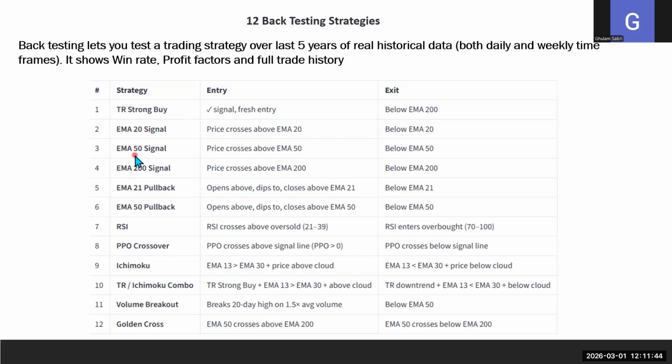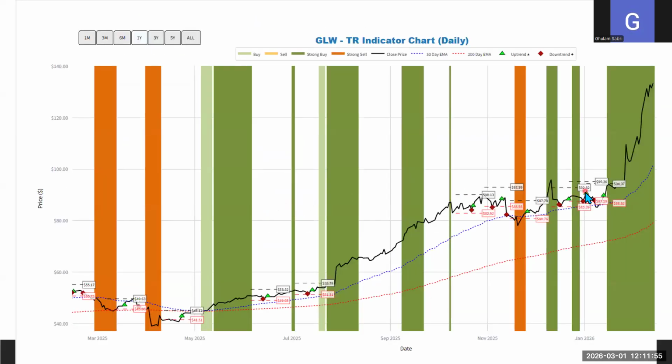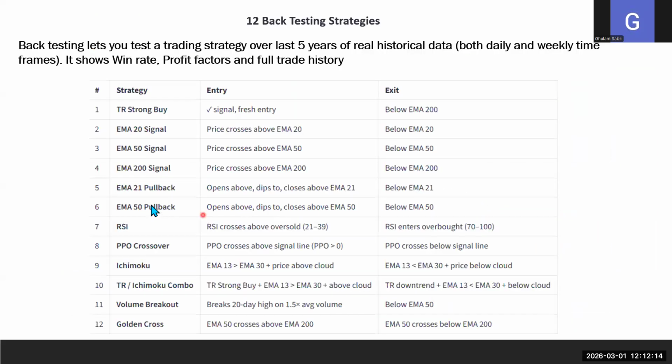Similarly, you have a 50 period EMA buy and sell strategy, and a 200 period one. Then we have a pullback strategy. The price is going up, but it pulls back. For example, here you see there was a pullback. The price was going up, but it pulled back to this 50-day and then started up again. So this strategy senses when it comes down to the 50-day EMA and then moves back up, nothing to do with the TR signal. And this way, there is an RSI strategy, and a PPO crossover strategy. If you have questions on these, I can explain any of them, but not right now.